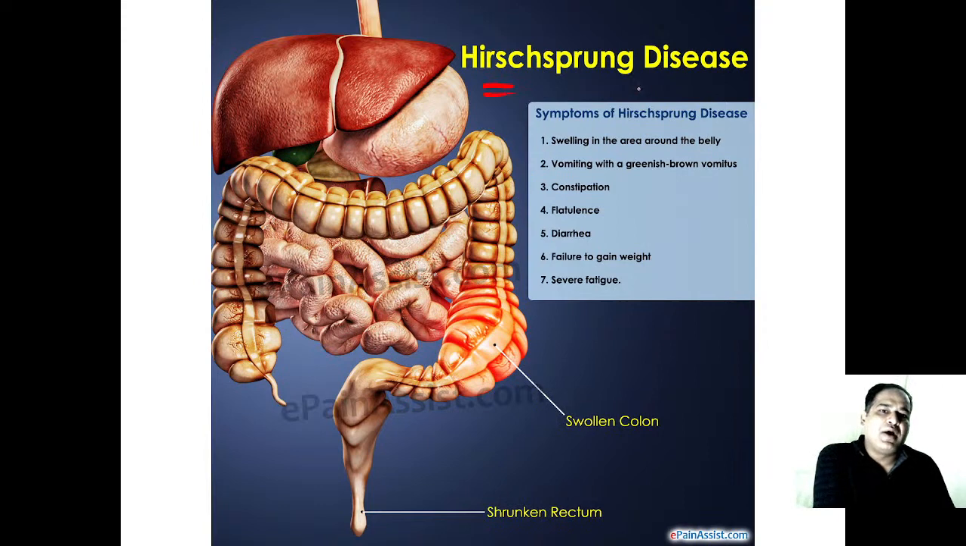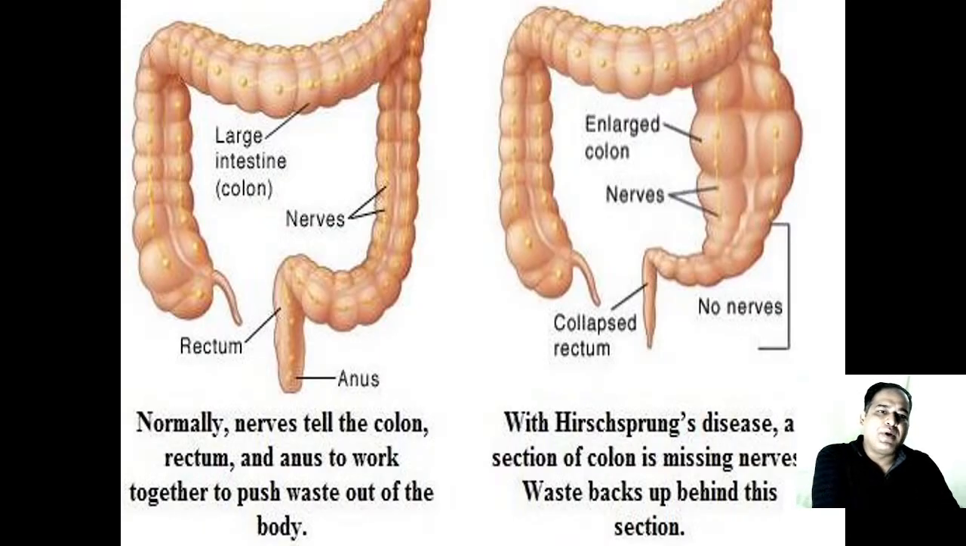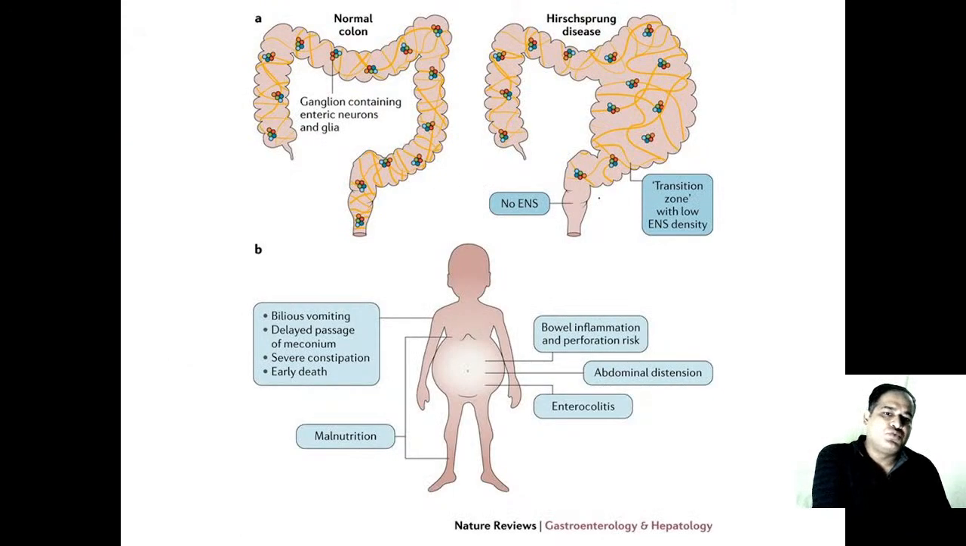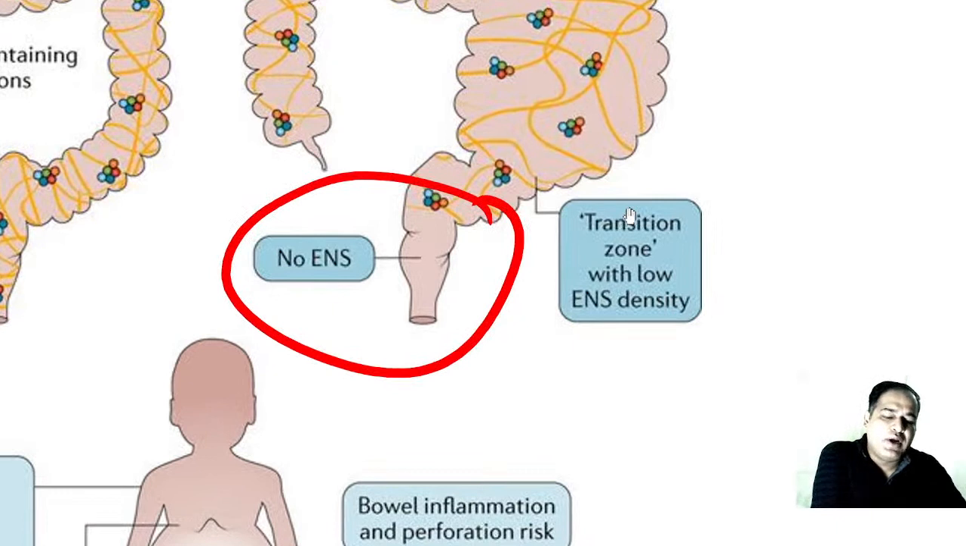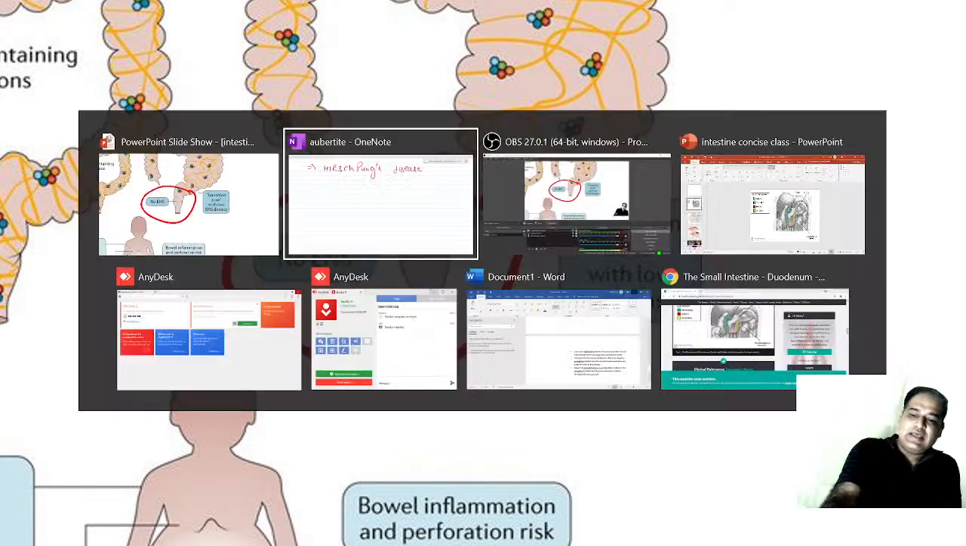Now, Hirschsprung disease. You see what happens in Hirschsprung disease. This is what is seen here. No enteric nervous system. No Auerbach, no Meissner plexus in the affected zone. No Auerbach or Meissner plexus in the affected zone.